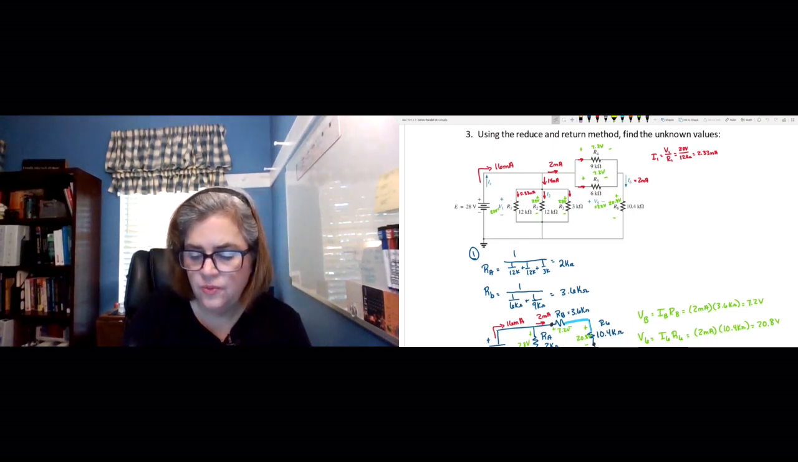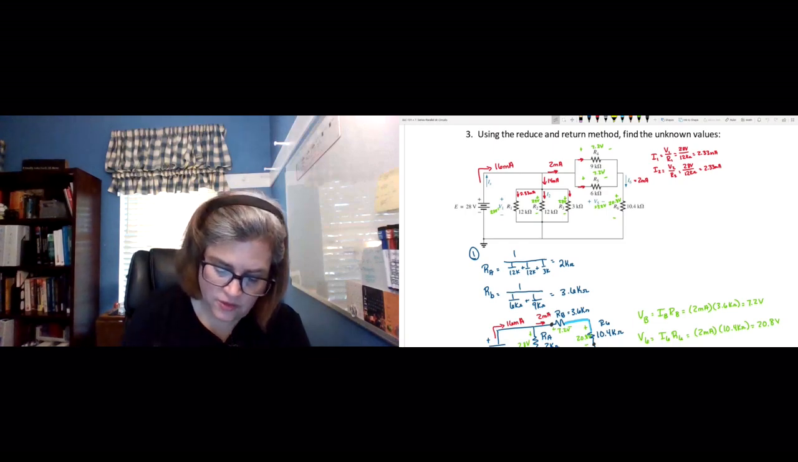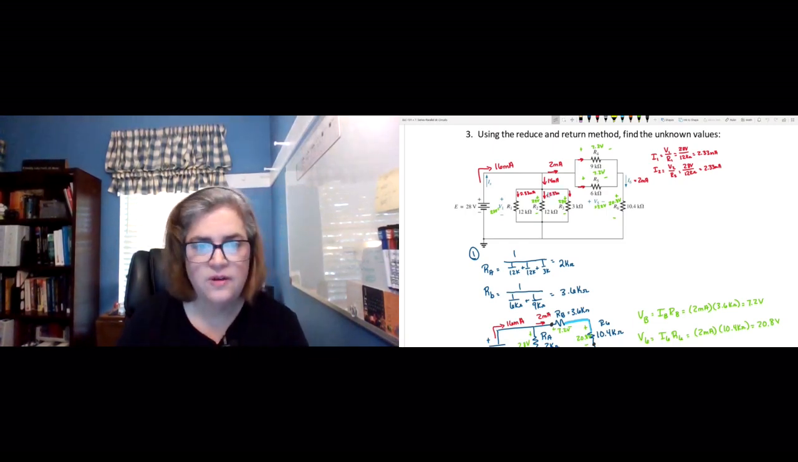Okay, so I2 is going to be V2 over R2. Well, V2 is also 28 volts, and R2 happens to be 12 kiloohms as well. So we're going to have the same amount of current through there. It's not the same current, it's the same amount of current. So that's also going to be 2.33 milliamps of current there.